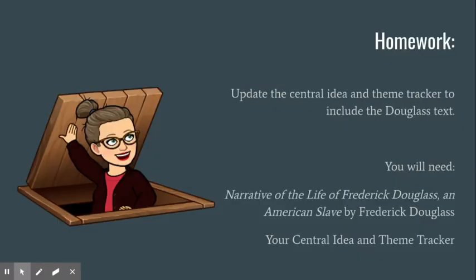And now for homework. Hopefully you took the opportunity to copy down the central idea of the passage, because you're going to need that for homework. You're going to update the central idea and theme tracker to include the Douglass text, in other words, Narrative of the Life of Frederick Douglass, an American Slave. Because of that, you will need your passage, Narrative of the Life of Frederick Douglass, an American Slave by Frederick Douglass. You will also need your central idea and theme tracker.